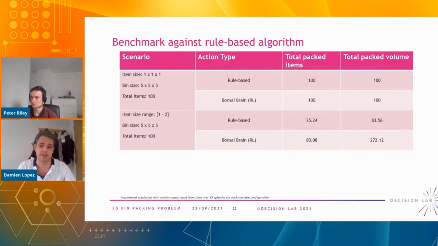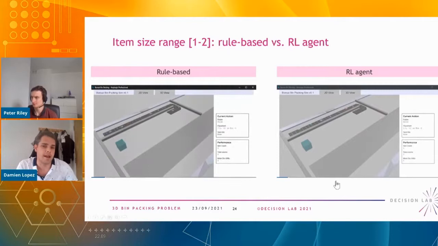result when you take into account it can only see one box ahead with such complicated dimensions. The experiment was also conducted with a random sampling of item sizes, so it's even more impressive than we had anticipated. Now we're going to show some videos of the agents performing.